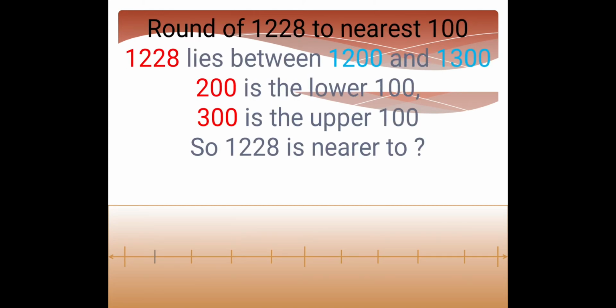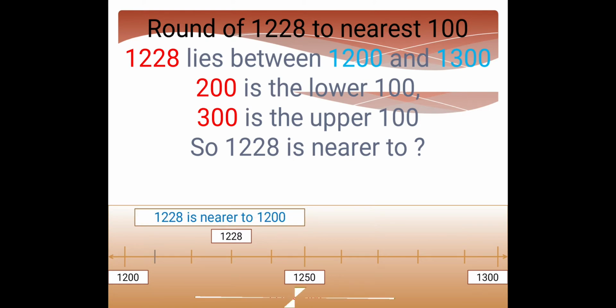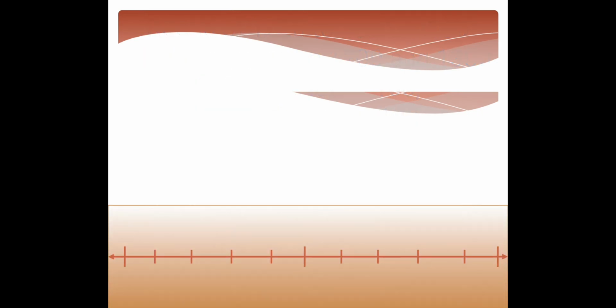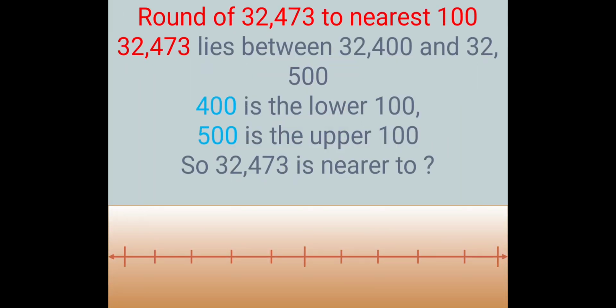On the number line, let us take the same number 1228 to the nearest 100. So 1228 is nearer to 1200 and this is the approximation. Now let us take the bigger number and round it to the nearest 100. So this is nearer to 32,500.